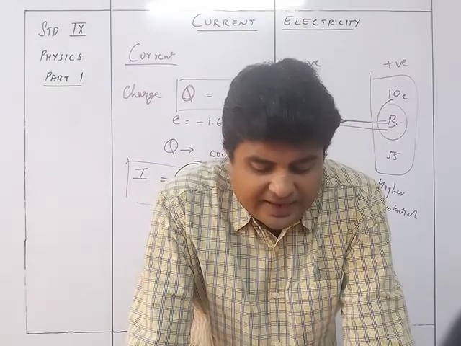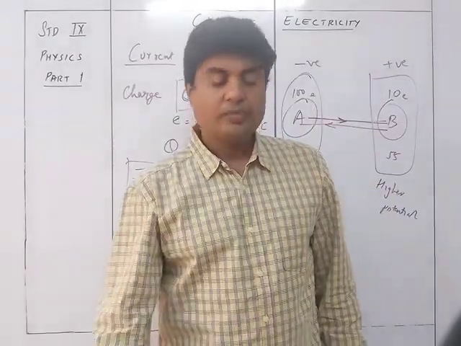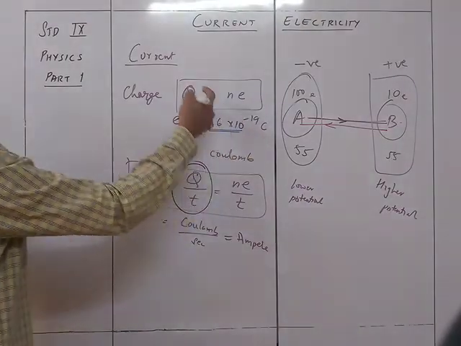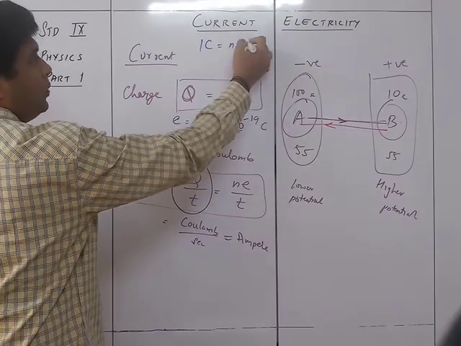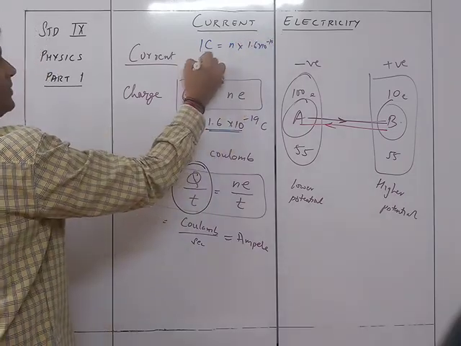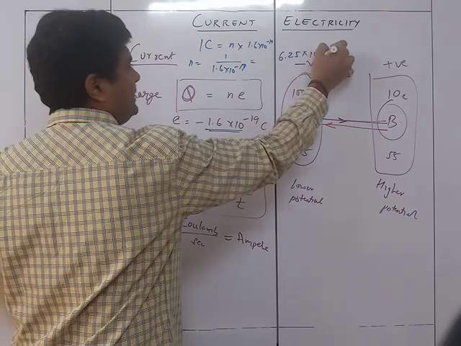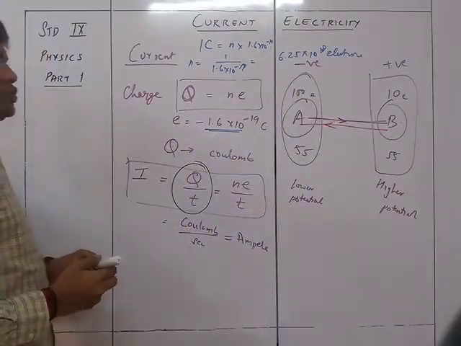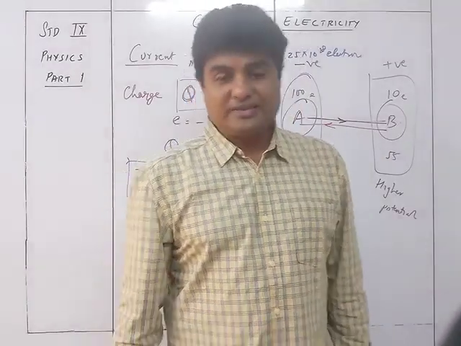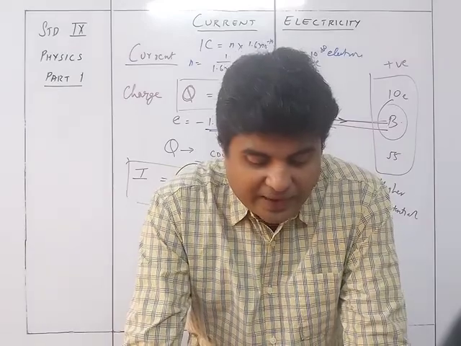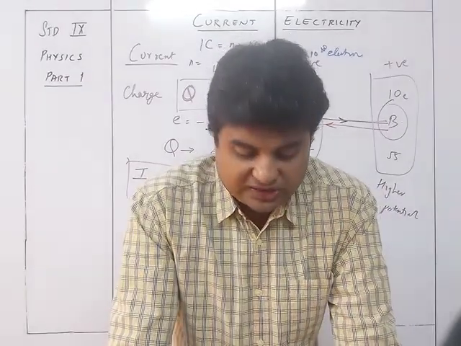Since 1 coulomb of charge is carried by 1 upon 1.6 into 10 raised to minus 19, that is equal to 6.25 into 10 raised to 18 electrons. So we can see over here that this is the charge. I know here that 1 coulomb is equal to N into 1.6 into 10 raised to minus 19. So N का value क्या मिलेगा? 1 upon 1.6 into 10 raised to minus 19, which is nothing but 6.25 into 10 raised to 18 electrons. So when is 1 coulomb of charge flowing? When 6.25 into 10 raised to 18 electrons travel from one end to another end of a conductor in 1 second. So that's why if a 1 ampere current flows through a conductor, it means 6.25 into 10 raised to 18 electrons pass in 1 second across the cross section of the conductor.